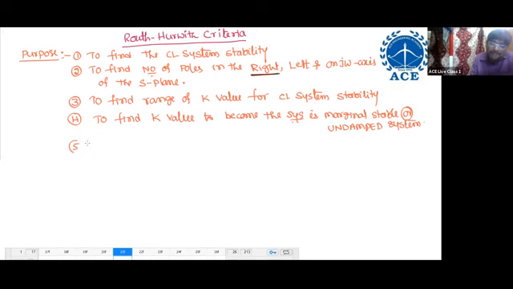Next, the fifth one: to find the natural frequency of oscillation, or undamped oscillations. That is omega n.